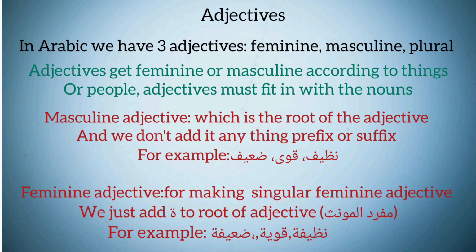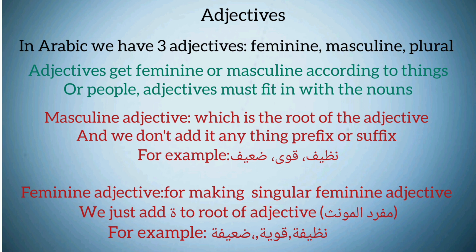Our first adjective is the masculine adjective, which is the root of the adjective, and we don't add anything, not a prefix or a suffix, okay? For example, نظيف or قوي or ضعيف. We don't add anything to them. They're the root of the words, okay? نظيف means clean or neat, قوي means strong, and ضعيف means weak.